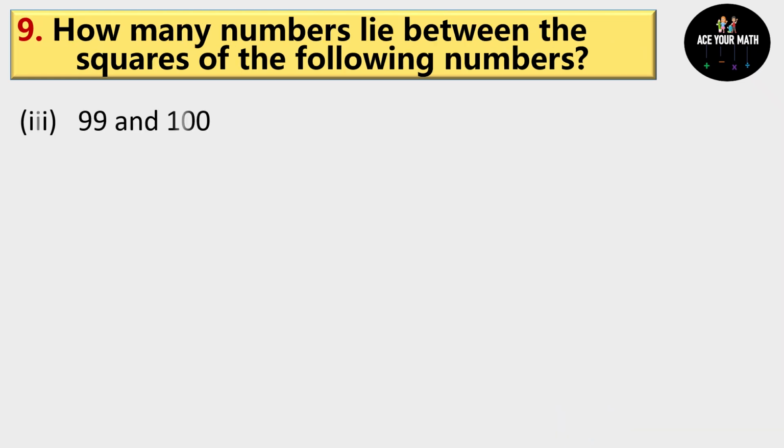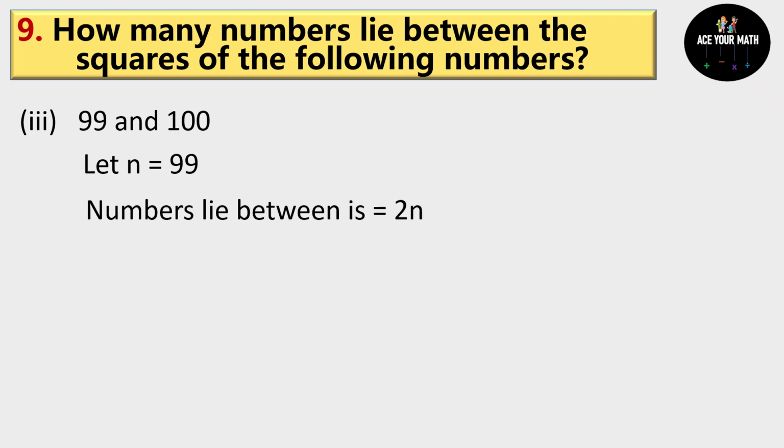Now let's solve the last part of the question. How many numbers lie between the squares of 99 and 100? The smaller number is 99, so let's assume n as 99. The numbers that lie between equal 2n. You will multiply 2 by 99 and you will get 198 as the answer. It means 198 numbers lie between the square of 99 and the square of 100.